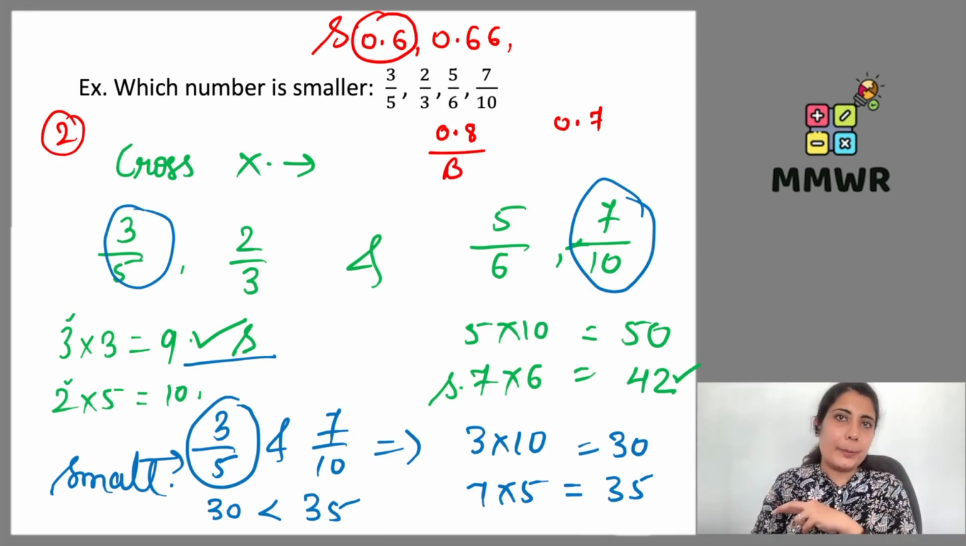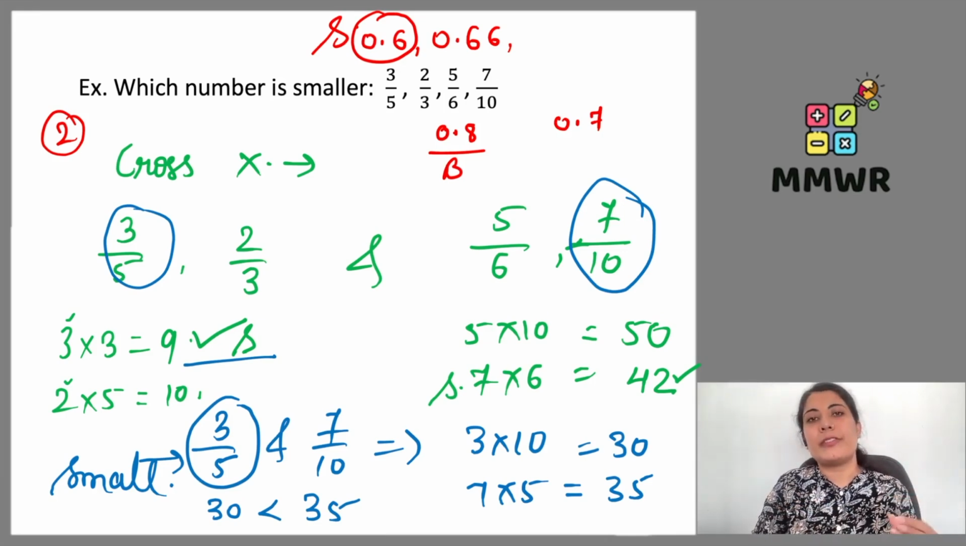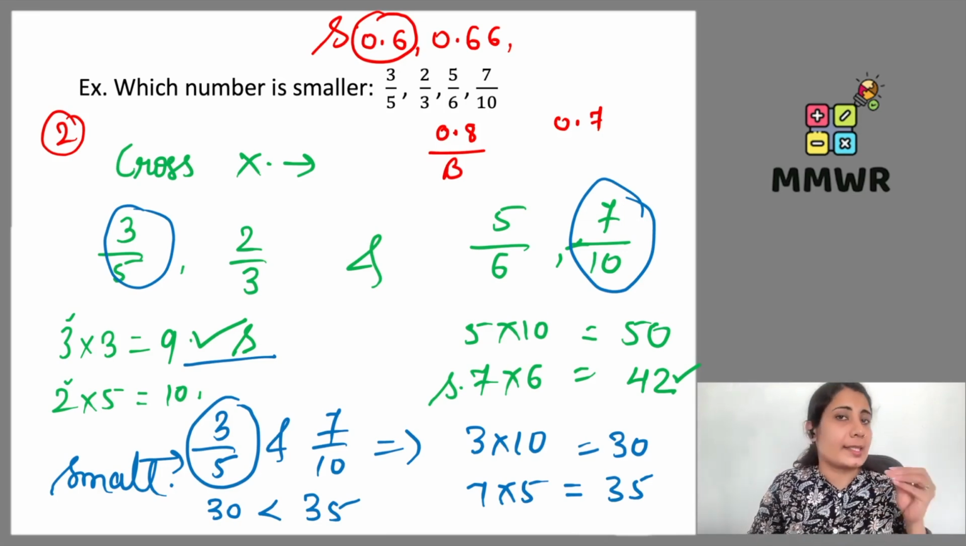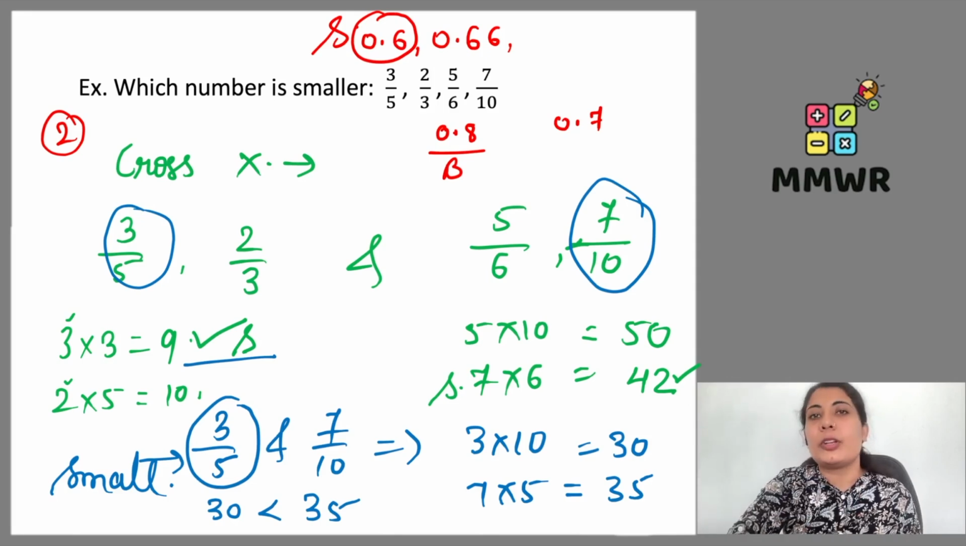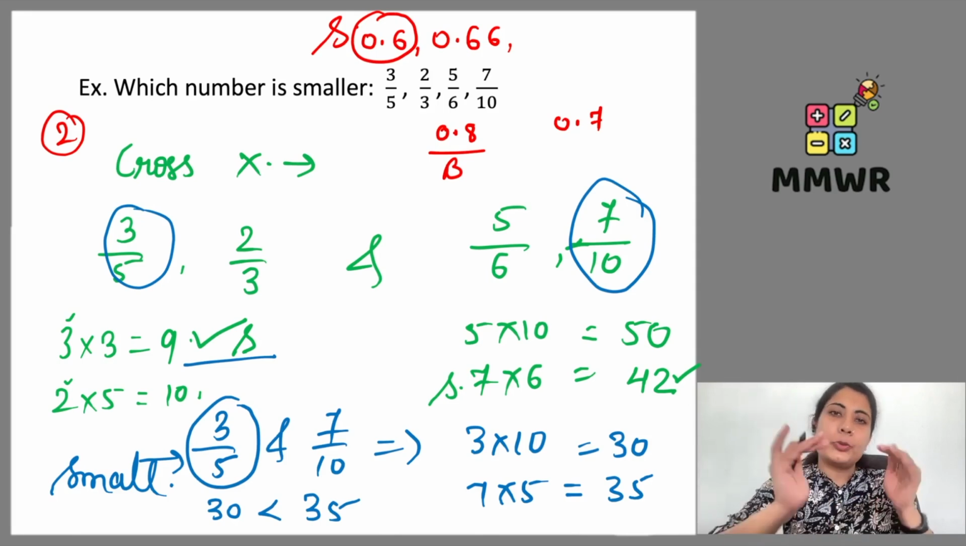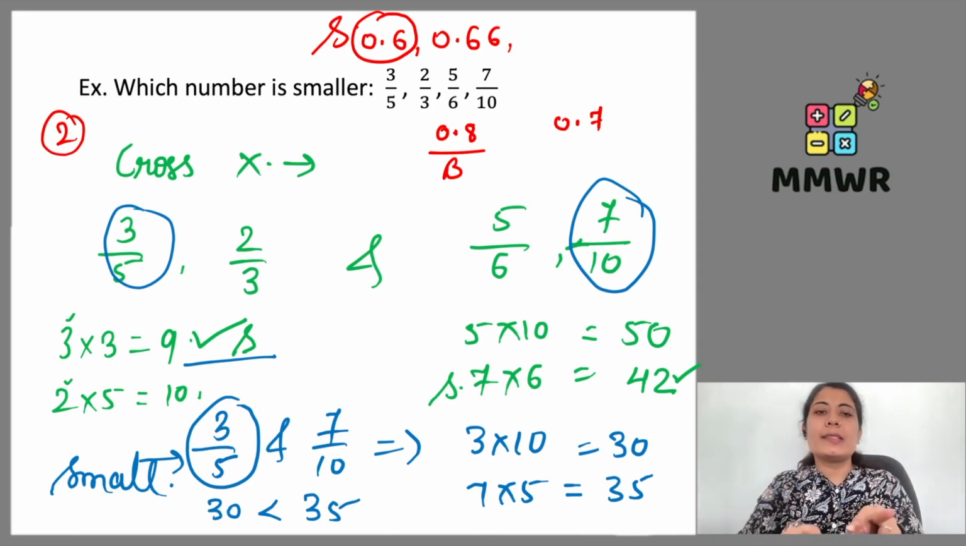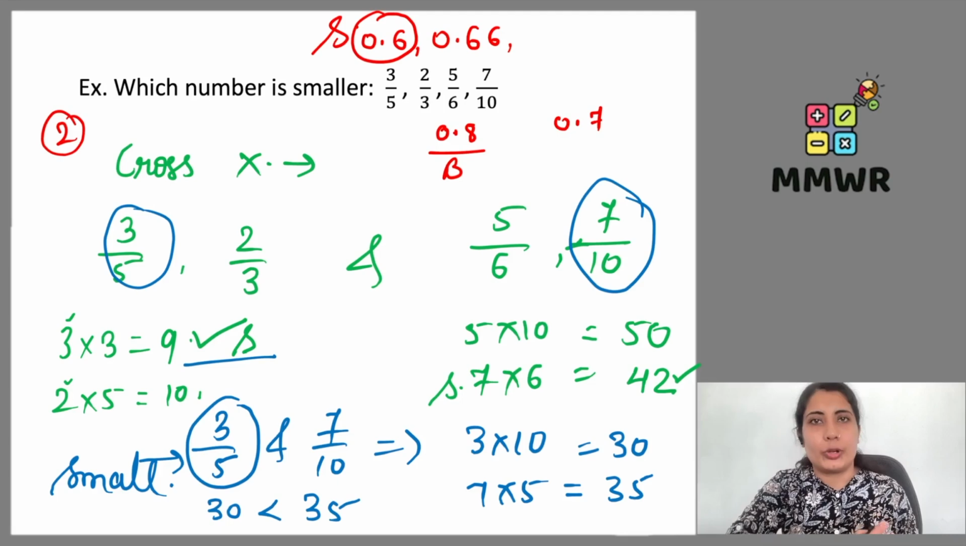So we can easily compare which number is smaller. 3 by 5, 2 by 3, 5 by 6, 7 upon 10. We can easily conclude that 3 upon 5 is the smallest one among all. और अगर greater one select करना होता तो process would be same. But the thing is, last में जो हमने set बनाया है वो कुछ और होता.